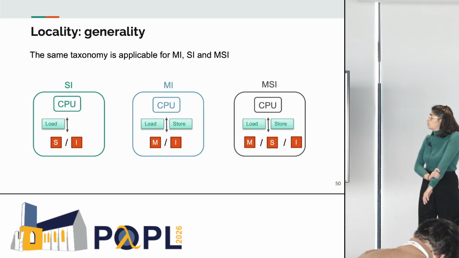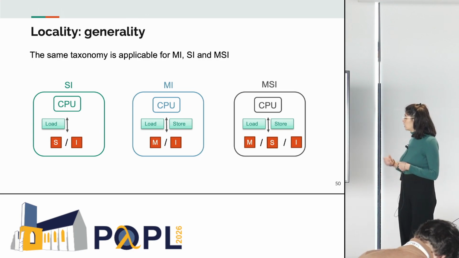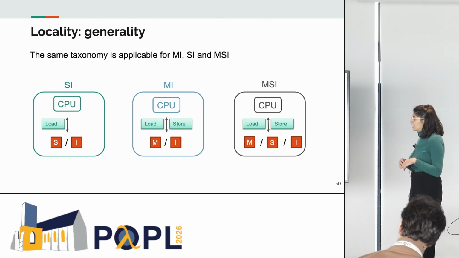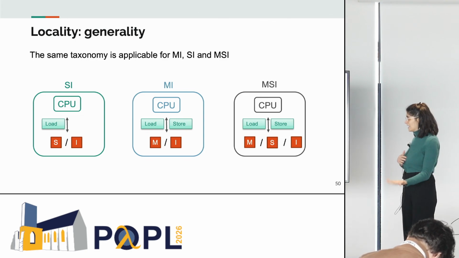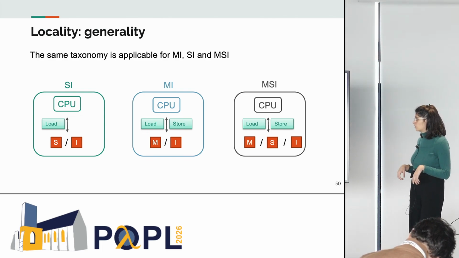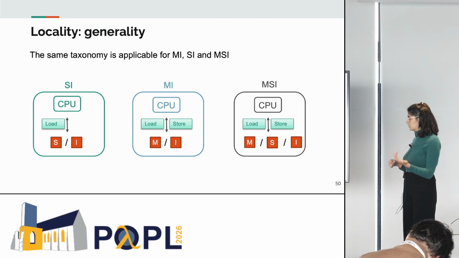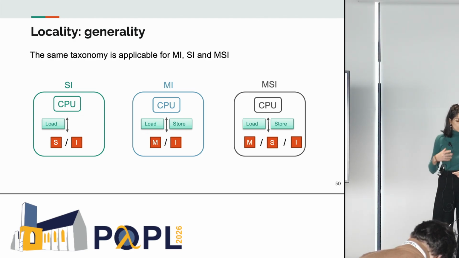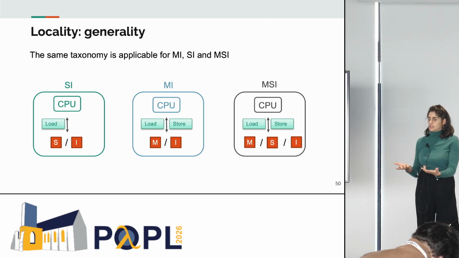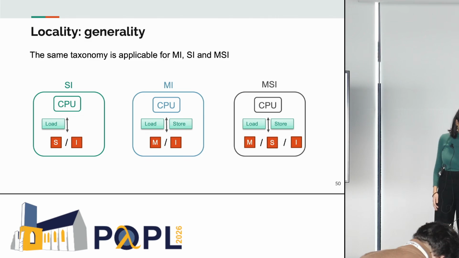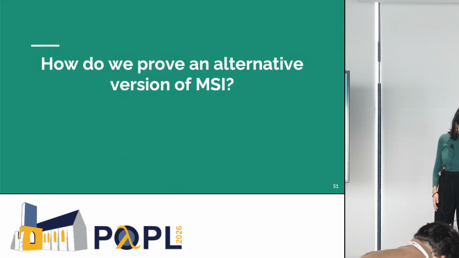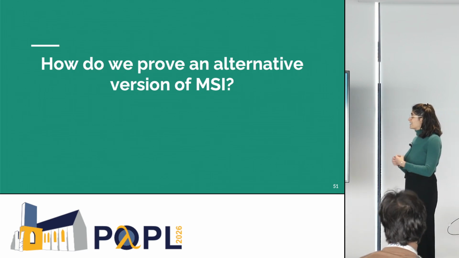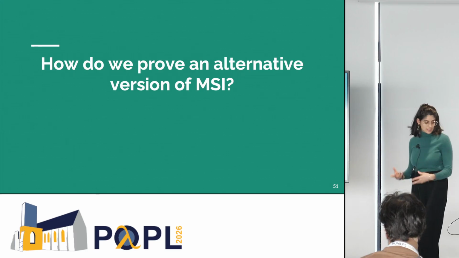Moreover, we discovered that we can apply this taxonomy not only for the MSI protocol, but also for SI and MI subprotocols. In the SI protocol, the state can be only S and I, and we can perform only load operations. In the MI subprotocol, instead, we can perform both load and store, but the state can be only M or I. We don't have a shared state. So why do we care to prove also the correctness of these other subprotocols? Because this is interesting if we want to prove a slightly different version of MSI protocols.